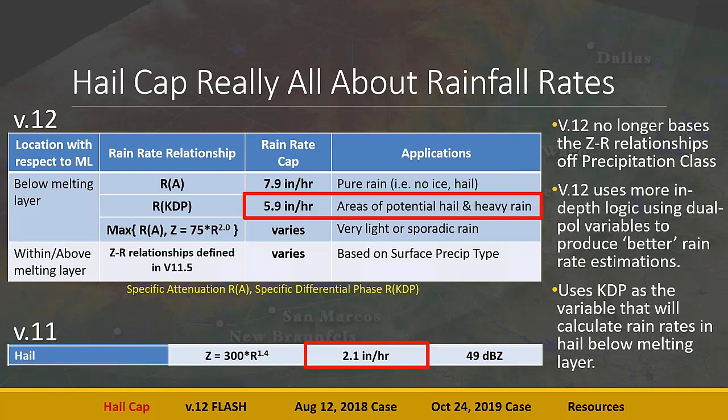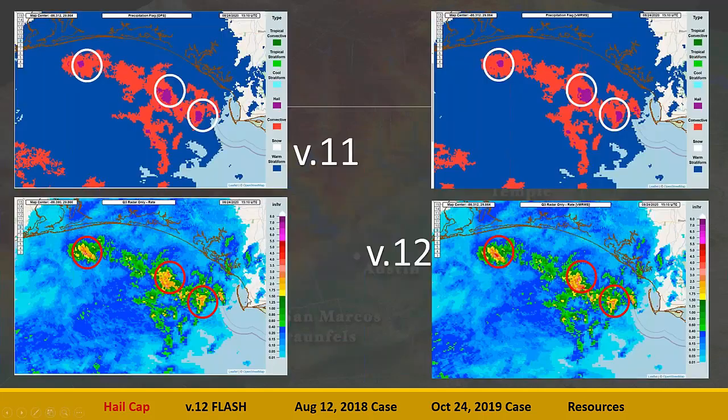So not only did the cap increase from 2.1 to 5.9, but it's basically a smarter algorithm and a lot more in-depth logic to determine exactly what rainfall rates are used in these MRMS products. And it all goes back to that KDP, to that dual pole basis here. So going from legacy back with MRMS version 11 to now the dual pole-ish data with version 12. So here's an example, actually just from the other day.